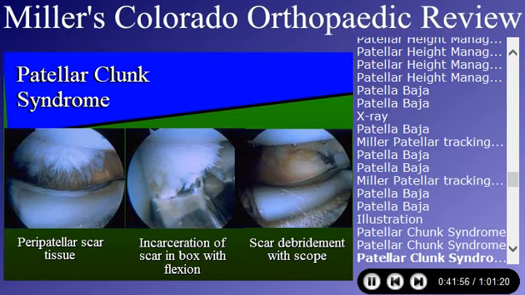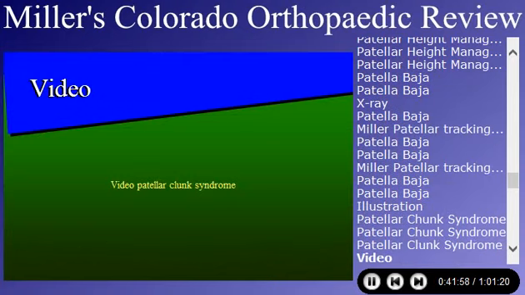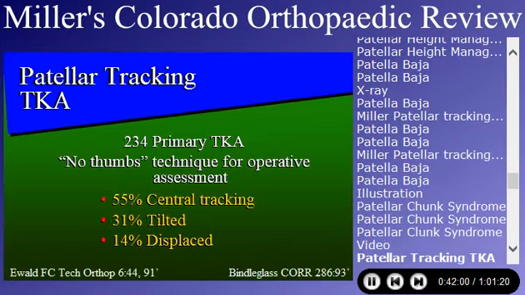Patella tracking, remember that we assess patella tracking with the no thumbs technique, that even though you do all of this balancing, 55% of the time you can get tracking. Sometimes it's tilted and sometimes it's displaced.